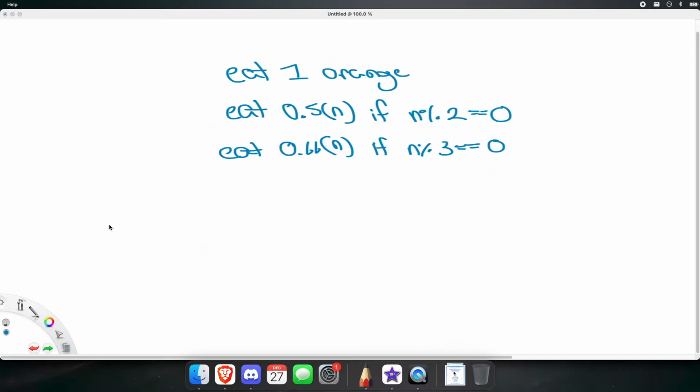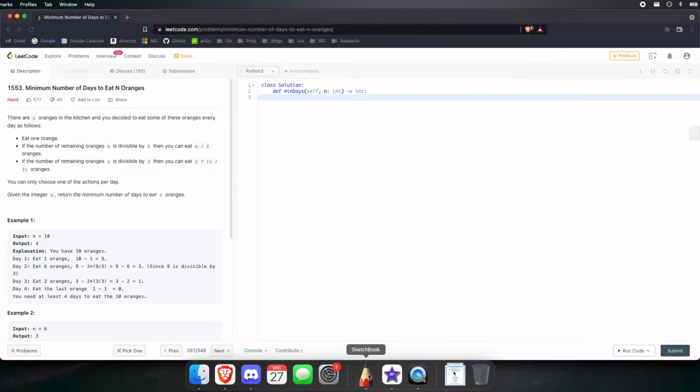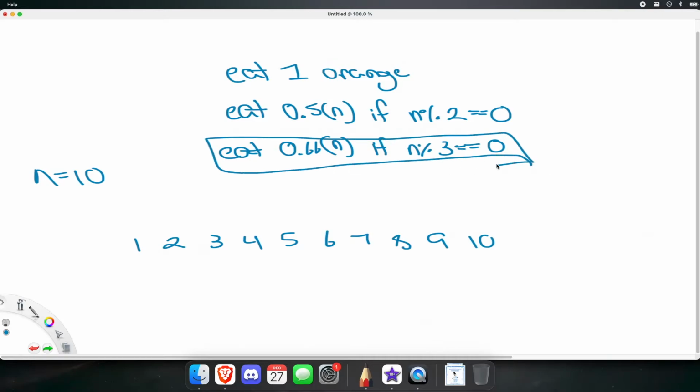So let's say our n is equal to the first example, I think it was 10. Yes, 10. So if n is equal to 10, worst case scenario, we will take 10 days, where every single day we only eat one. So let's write out those numbers of days. But now, of course, we don't want to just eat one. At every single day, we want to eat as much as possible, which is this option here, where we eat 0.66 or 2/3 of the oranges remaining.